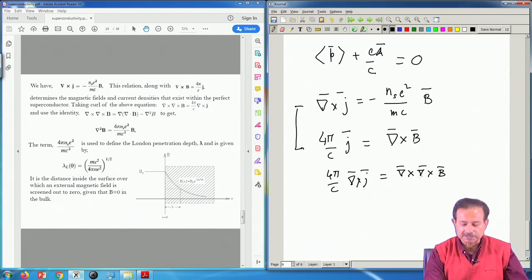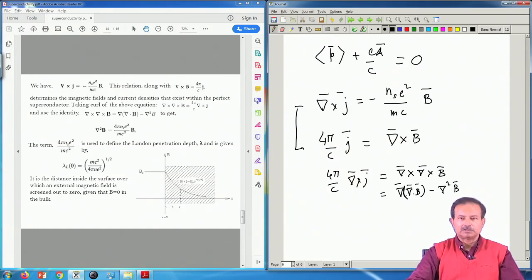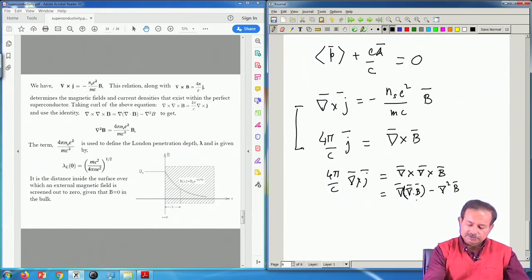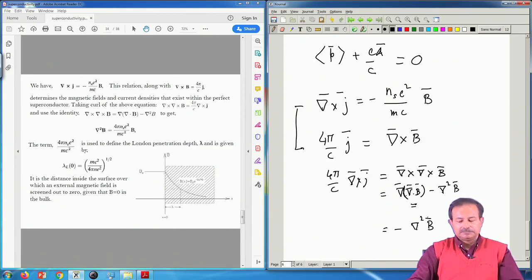Then the right hand side, we know that this is grad div B minus del square B. Okay. So, this is of course something we know from our vector algebra, and from Maxwell equation we also know that divergence B is 0. So, we can just write this as minus del square B. Okay.